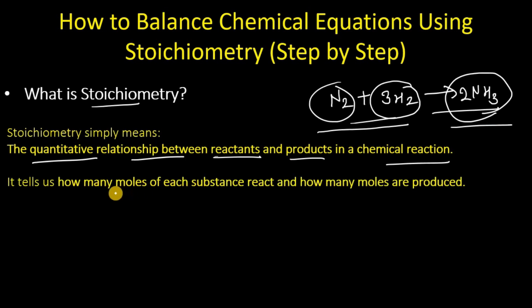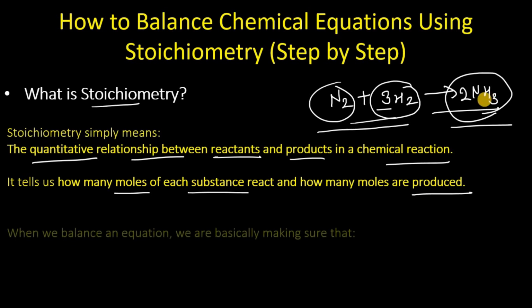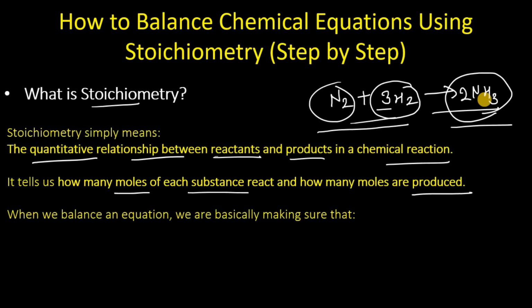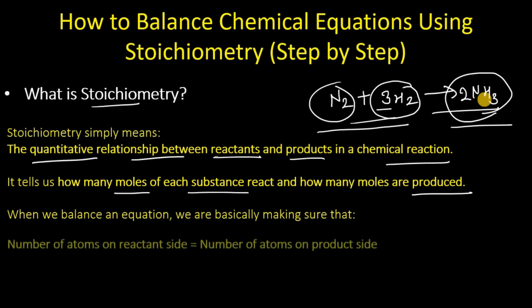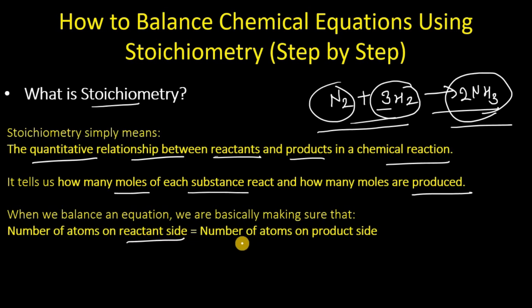It tells us how many moles of each substance react and how many moles are produced. So simply you can say 1 mole of nitrogen reacts with 3 moles of hydrogen, so 2 moles of ammonia are produced, okay, as simple as that, right? And one more thing, when we balance an equation, we are basically making sure that the number of atoms on the reactant side is equal to the number of atoms on the product side. Then only your chemical equation will be balanced, okay.